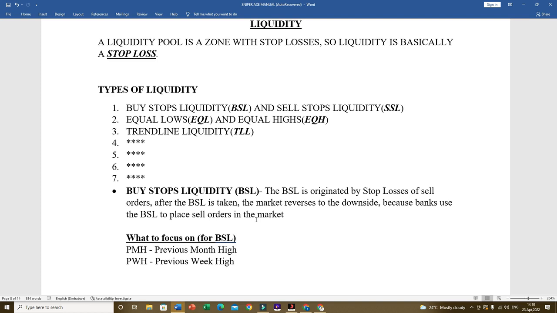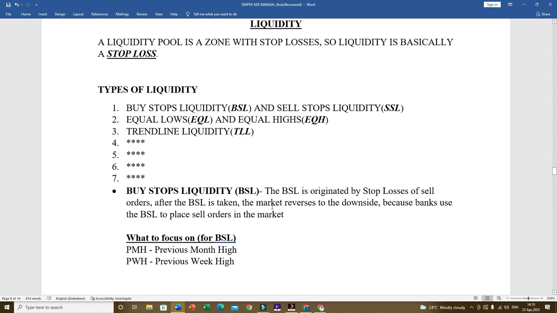So we have different types of liquidity, different models of liquidity, right? For us, we cover about 7 models of liquidity, right? But for the purpose of this YouTube video, I'm just going to cover 3, right? And I'll explain with one model, right? So we have what we call buy stops liquidity and sell stops liquidity. That's the first one, right? Then we have what we call equal lows and equal highs. Then we have trend line liquidity, right? So let's go to the first one, which is buy stops liquidity, right?